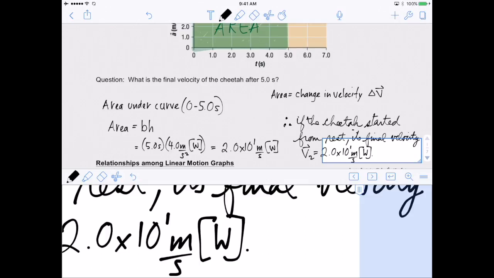What we've determined is by how much its velocity has changed during the 5 seconds. And we determined that it changed by 20. So if it started at 5 and its velocity changed by 20, then its final velocity would be 25. So remember that when you find the area on a curve, you're not finding the final velocity, but rather you're finding the change in velocity of the object.